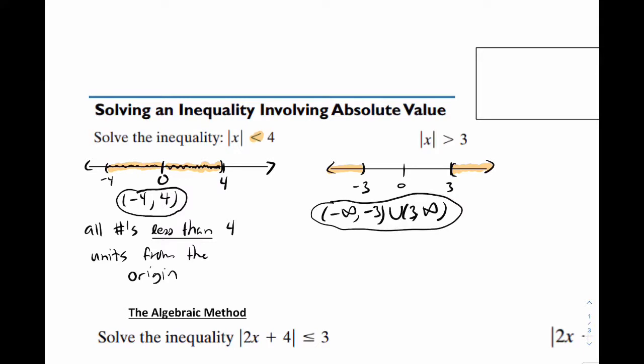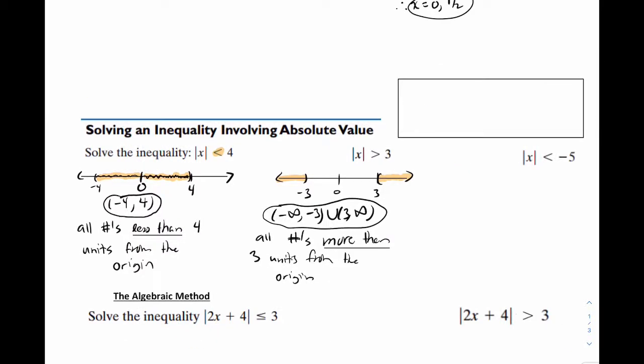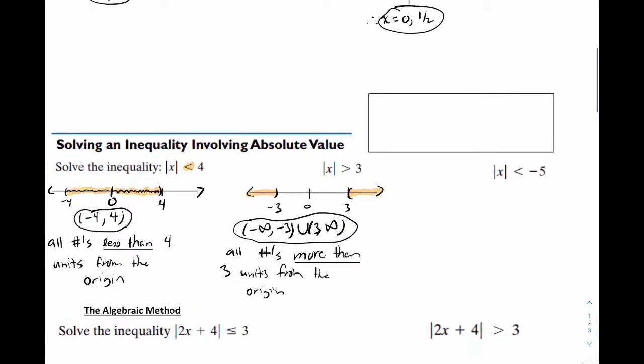Very interesting. So notice how when it's a greater than, the answer goes away, whereas less than, the answer goes inside. So if we're going to write this in words, this is simply all numbers more than, or greater than, 3 units from the origin. So algebraically, let's kind of put this in a nice, neat way.